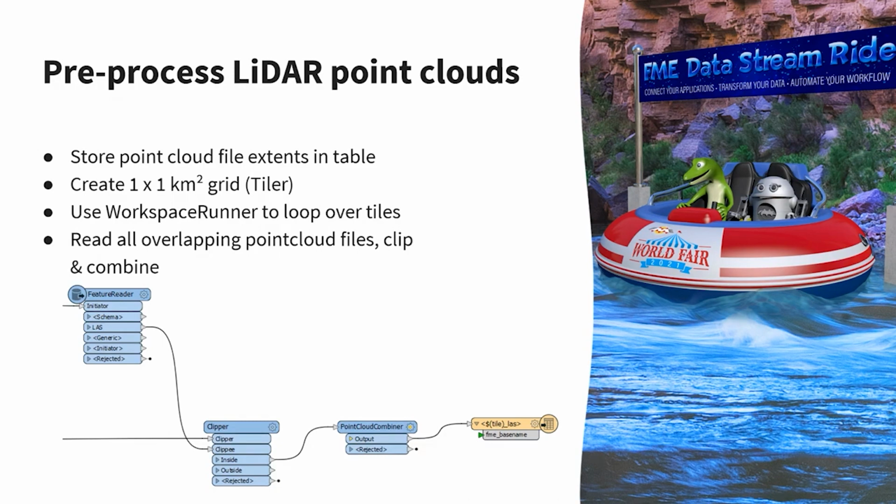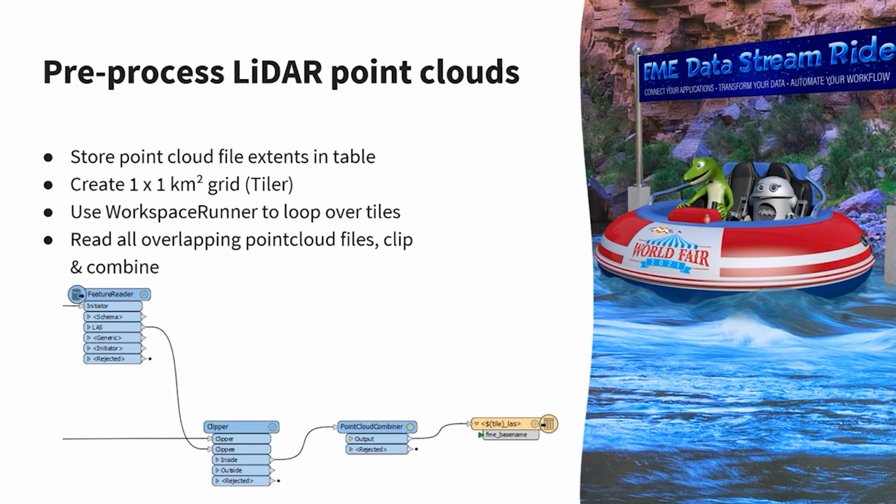There is still one issue. The feature reader is not able to read all 30 terabytes of data because it is way too big. Reading only the overlapping point cloud data works, but it is really slow because FME has to check for each input file individually what the extent is. If you have hundreds of thousands of input files, this takes a lot of time. And if you repeat this for each 1x1 square kilometer tile, it's not efficient.